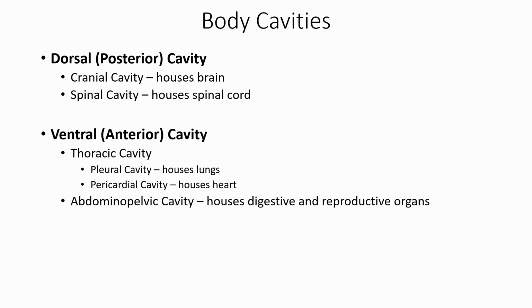And then the ventral or the anterior cavity is going to hold the things that are closer to the front of the chest. So the thoracic cavity, which is divided into two parts, the pleural and the pericardial cavities. Pleural cavity houses the lungs. Pericardial is going to house the heart. And then the abdominopelvic cavity is kind of the rest of our guts, the digestive and the reproductive organs. So, where your spleen and your stomach and your pancreas and your intestines and kidneys and all that are going to be found.